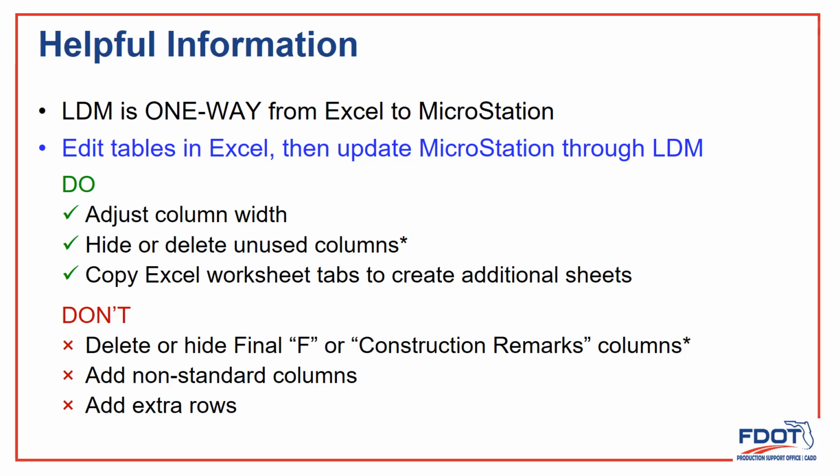Things we do want to adjust include: do adjust the column width. You can stretch columns to fit text or adjust the summary box to fit within the sheet border. Remember, word wrapping can be tricky, so make sure to update the links while making the adjustments to check the results in MicroStation.